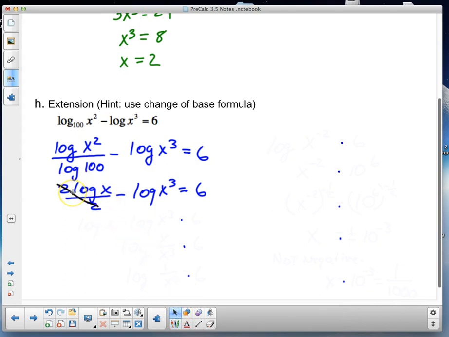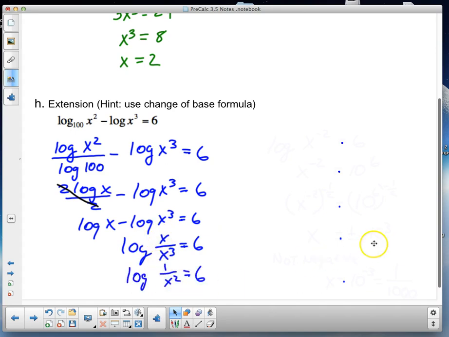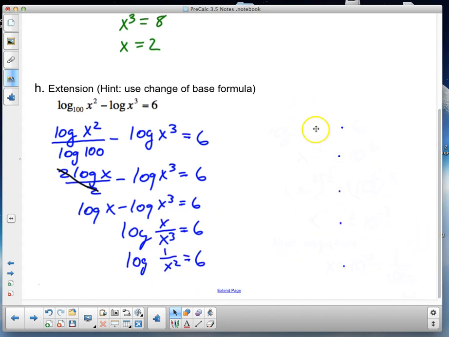And so now I've got log, not natural log, common log of x, minus common log of x cubed. Well, that's the same as the common log of x divided by x cubed, if I condense that. Now I've got 10 to the 6th power is equal to 1 over x squared. But it's the same as 10 to the 6th power is equal to x to the negative 2 power. So 10 to the 6th and x to the negative 2 power.